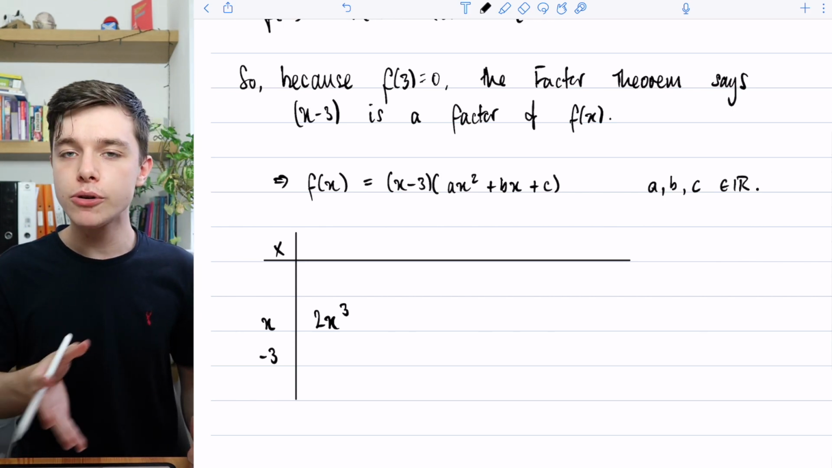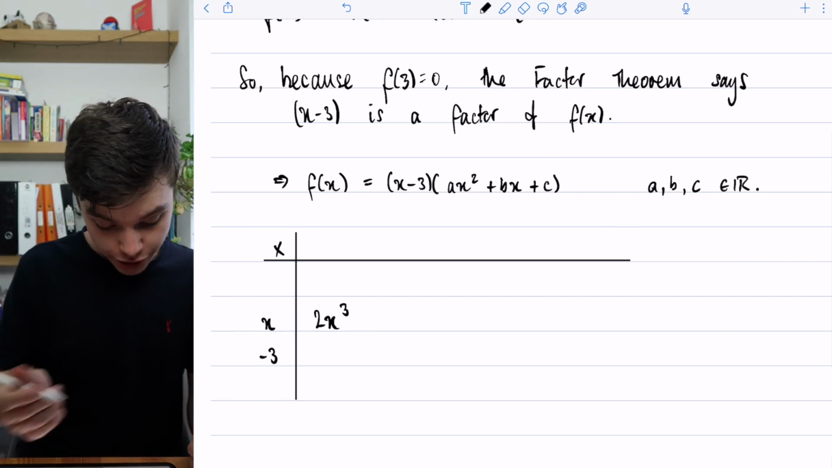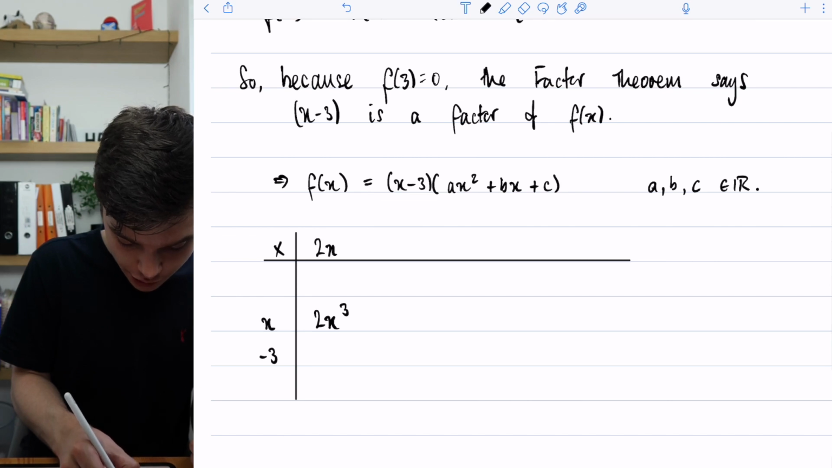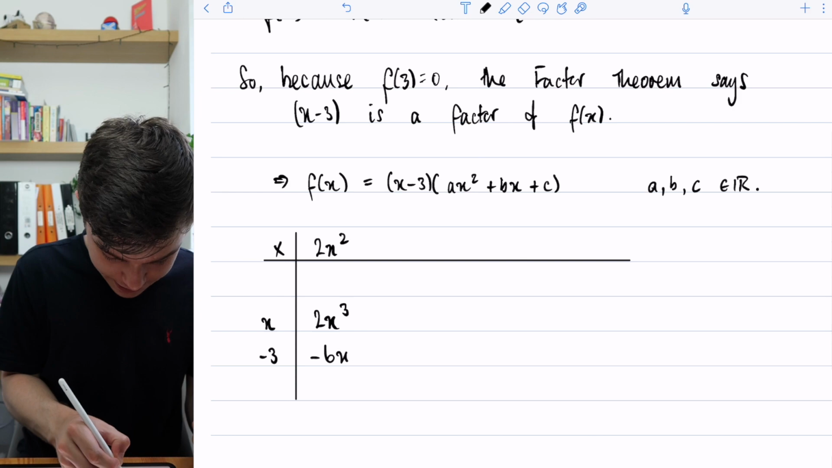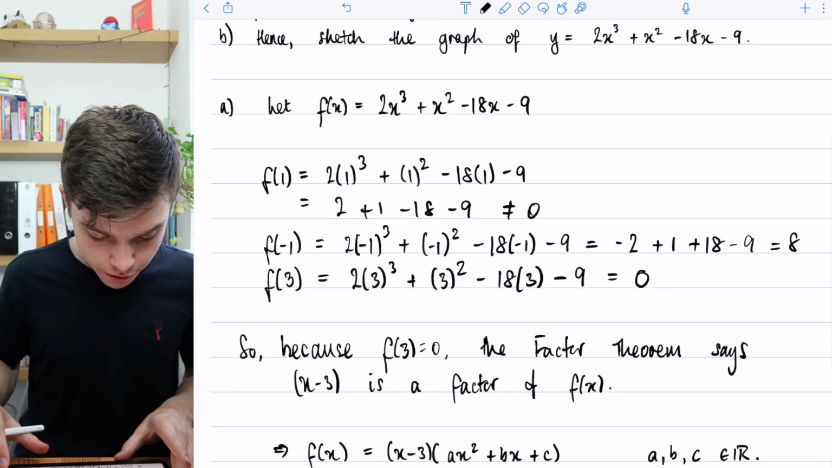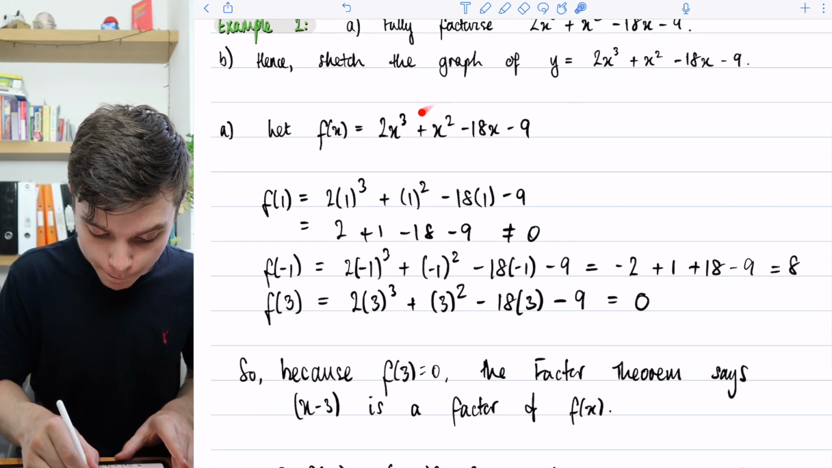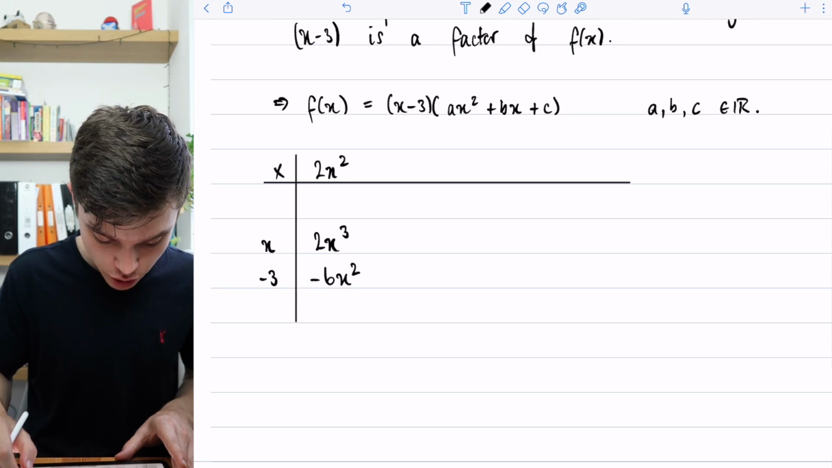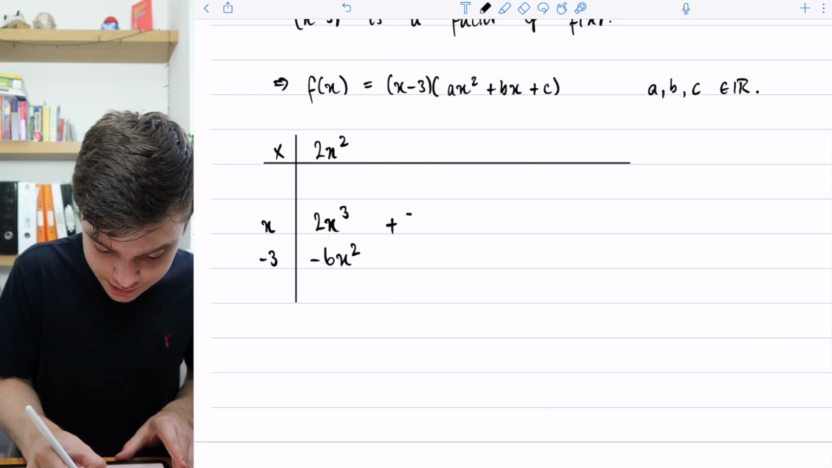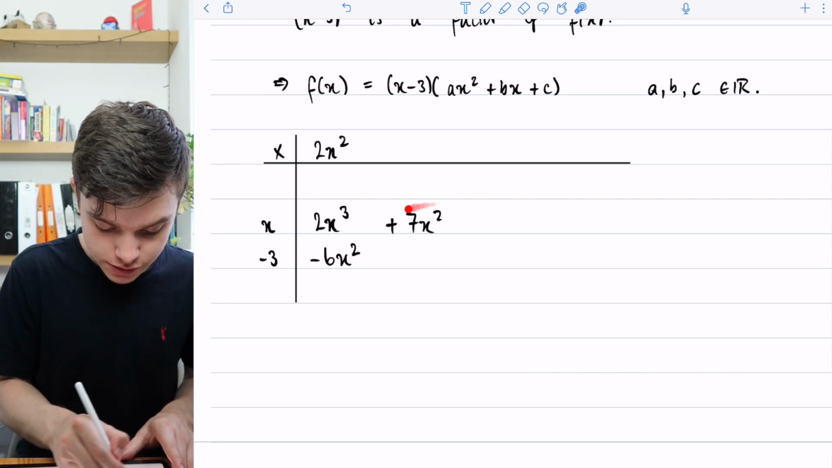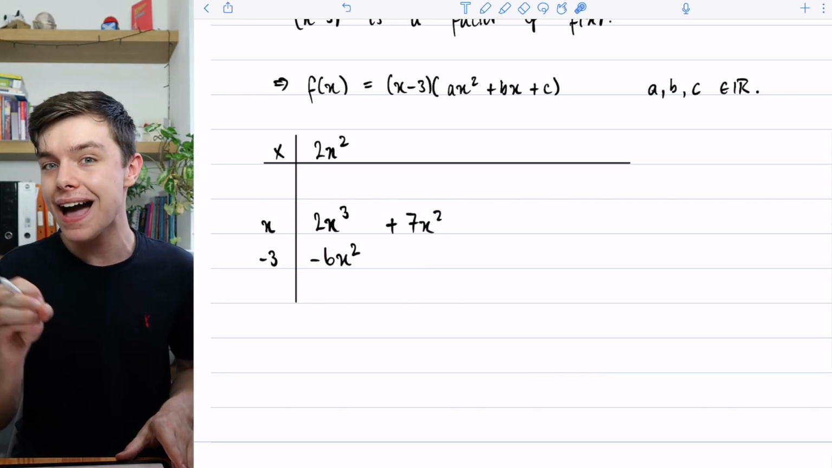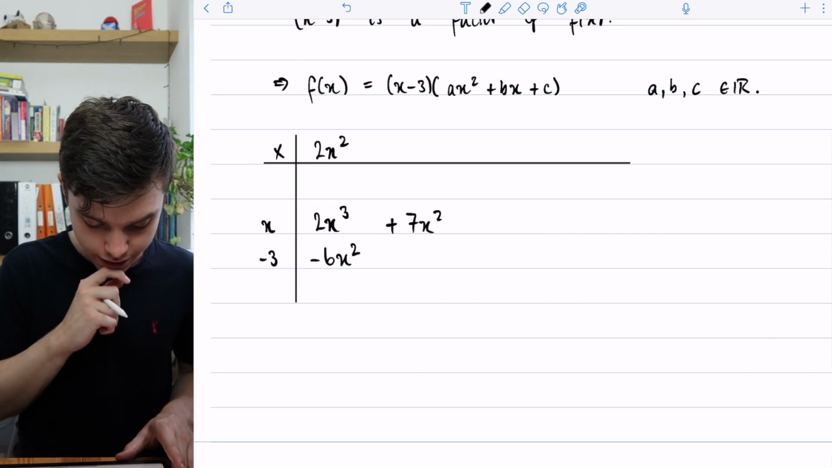So I need to think, what do I multiply x by to give me 2x cubed? Well, of course, that is 2x squared. Multiplying that will give me minus 6x squared. I don't want minus 6x squared, I want plus x squared. So I'm going to need to add to that 7x squared, okay? We work along the diagonal to make up the x squareds that we have in f of x, okay?